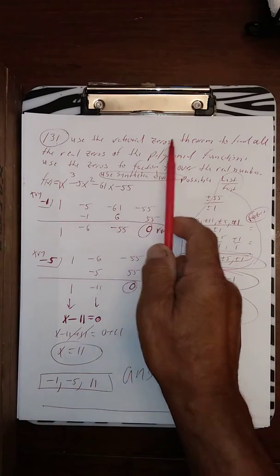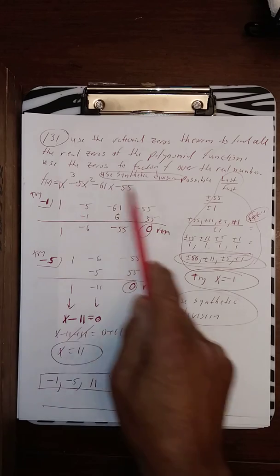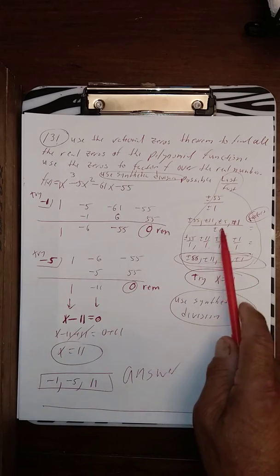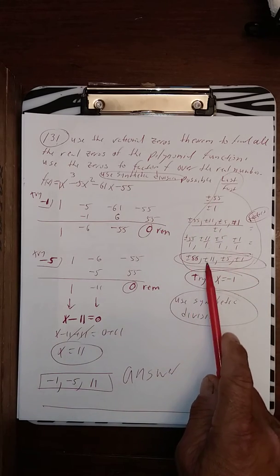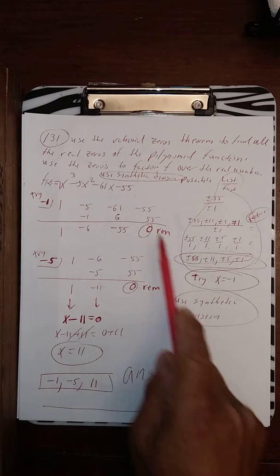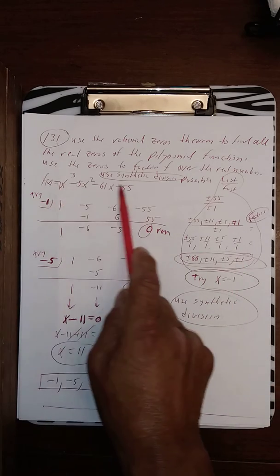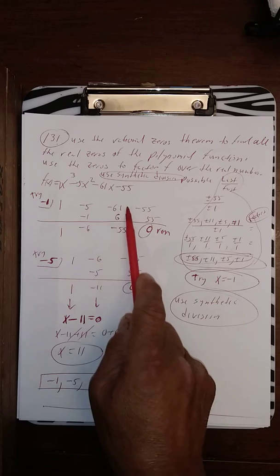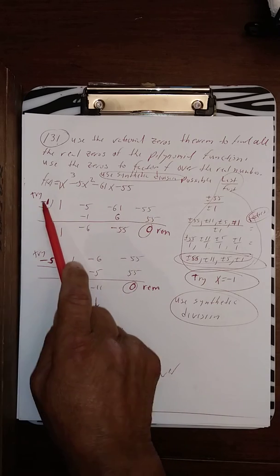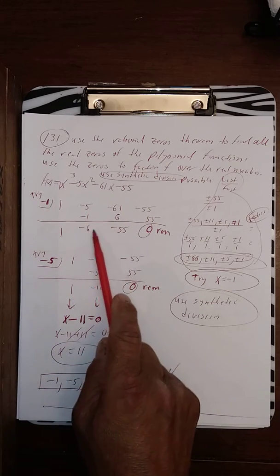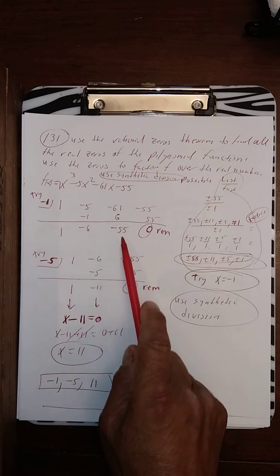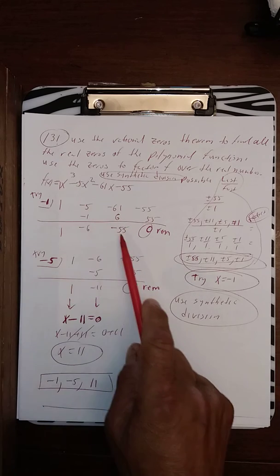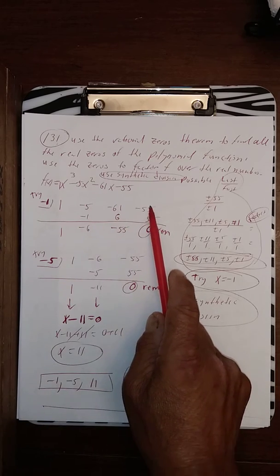For the rational zero theorem, the last over the first. This number over this number. Factor it out, the top and bottom. Possible answers are 55, 11, 5, and 1. Let's try negative 1 in there, synthetic division. Here's 1, minus 5, minus 61, 55. Put the 1 down. That's going to be negative 6. That's going to be positive 6, and that's negative 55. And that's going to give you 55, and that's 0.